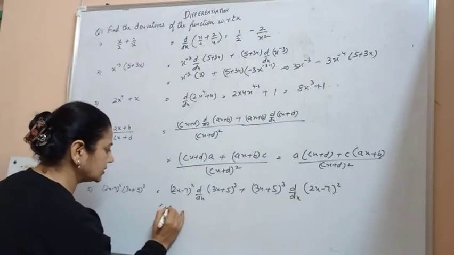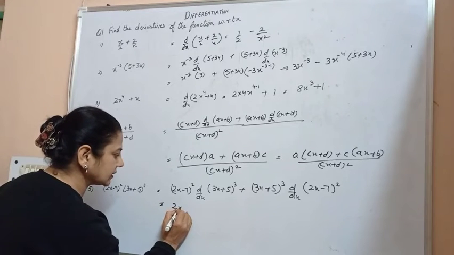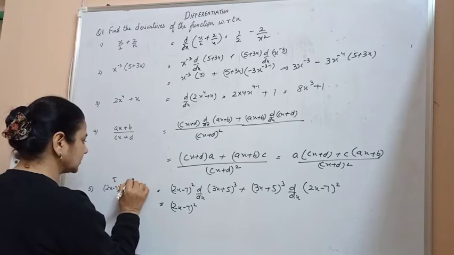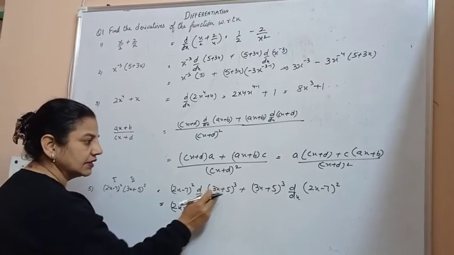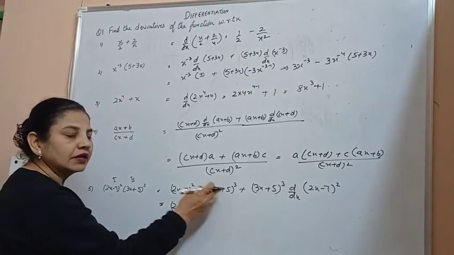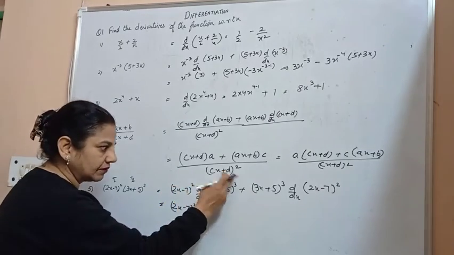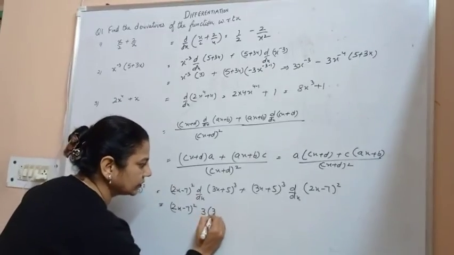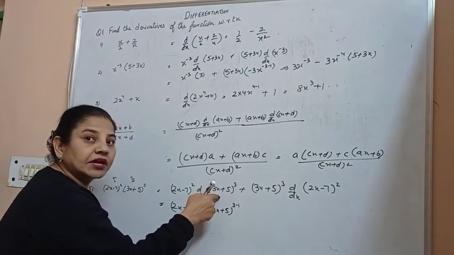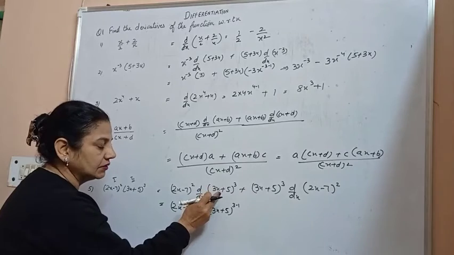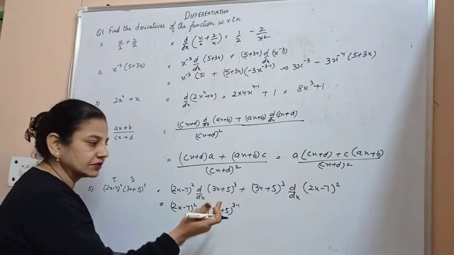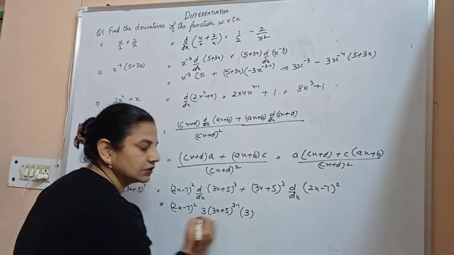Correct? So in this case, this is my first function and this is my second function. First function as it is, derivative of second function. Here the power is given to you, so first I apply the power formula. The power comes forward: I have 3x plus 5 to the power 3 minus 1 into the derivative of this bracket function, that means 3x plus 5. The derivative of 3x is 3 and of 5 is 0, so you will have only 3.